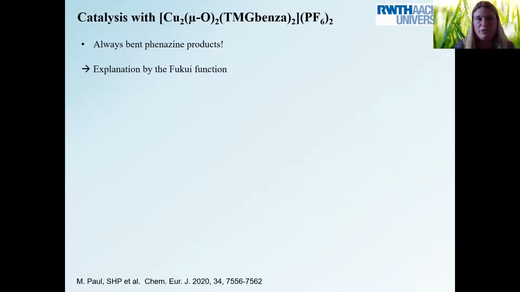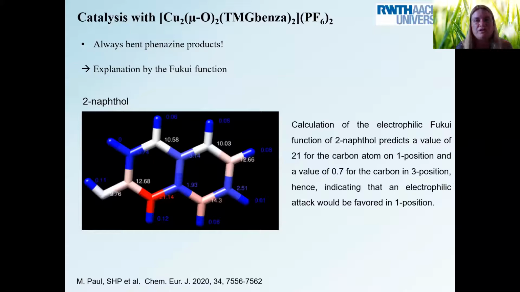And then in the end, we found the Fukui function, because the Fukui function gives an impression where the attack for an electrophilic reaction can happen. You can calculate it from the HOMO and LUMO functions. And there is, for example, the electrophilic Fukui function and also the nucleophilic Fukui function. So for example, for the substrate 2-naphthol, we calculated now the electrophilic Fukui function. So here's the OH group, and you can hydroxylate here or you can attack here. It's hard to read. So here is 21, here is 0.7. On the next slide, it's a bit better to read. So this Fukui function recommends that if an electrophilic attack happens, it has to happen here.